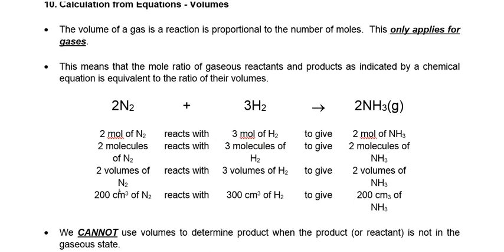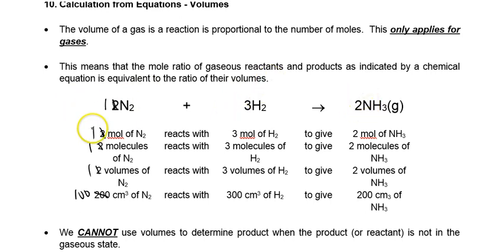So earlier we covered the calculations of equations using the mass and converting them into number of moles. But what if we have volumes of gases involved? This one will be a bit easier. So let's take a look. So I have this equation here as well. N2 plus 3H2 giving me 2NH3.